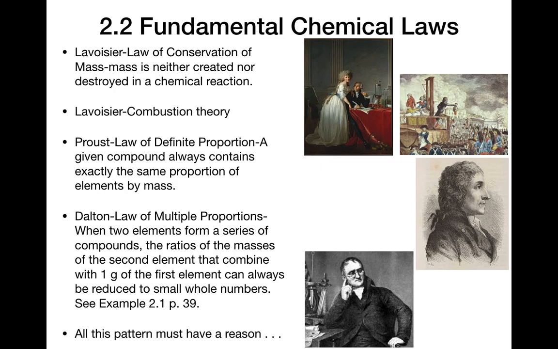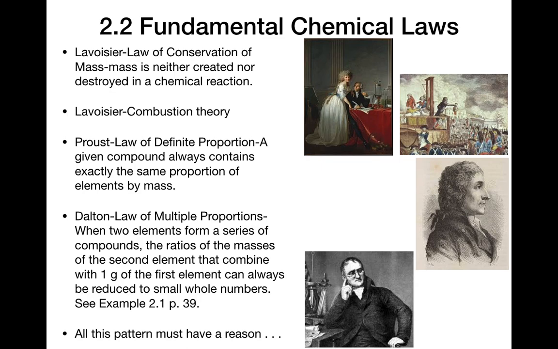So for example, carbon dioxide and carbon monoxide, if you look at the relative amounts of oxygen and carbon in them, their ratios can be reduced to small whole numbers. This is illustrated in example 2.1, page 39, so I'd suggest looking at that to see the law of multiple proportions. So we have these patterns. It seems that elements are able to somehow do math, or that they have certain proportions in which they mix and combine. So these patterns must have a reason.